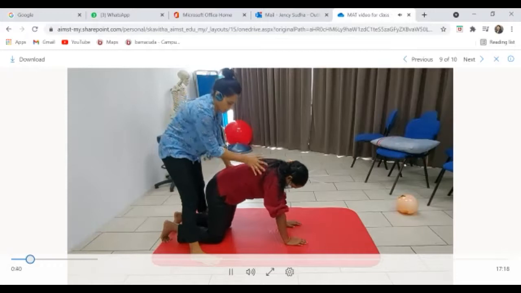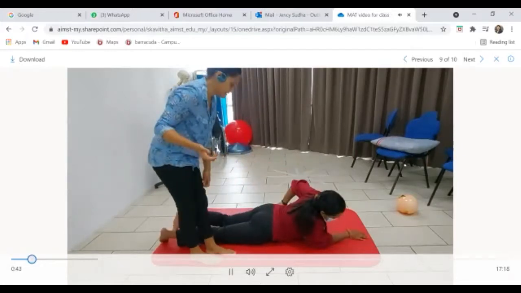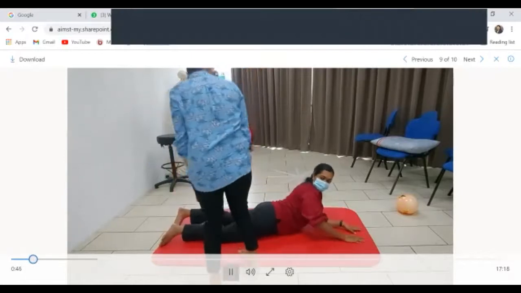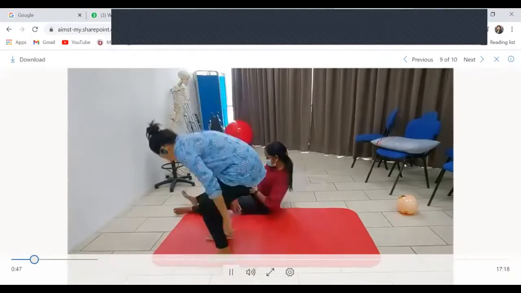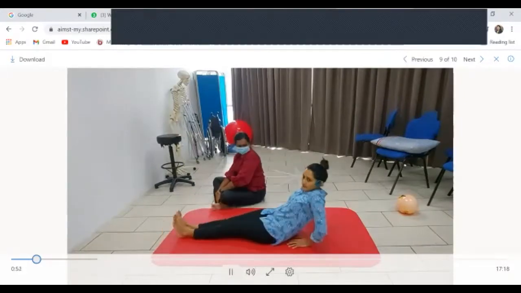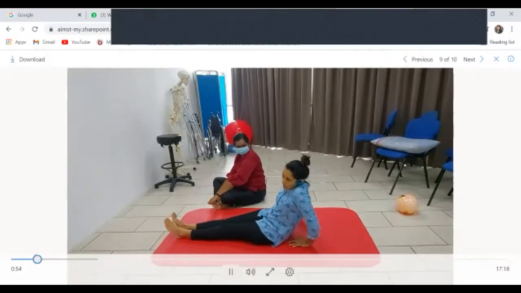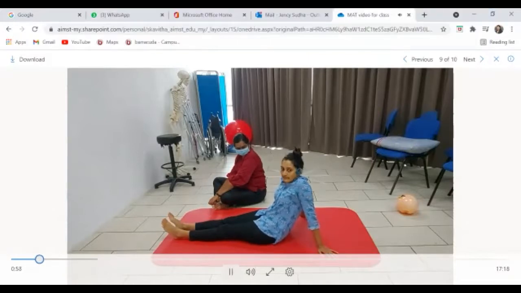Okay, now go back. We will do from the long sitting. The other way of doing. So can I show Shankari? So this is from prone on elbow to quadruped position. Okay, so now another method is also there. Another way of getting into quadruped is, imagine if you achieve the long sitting first.